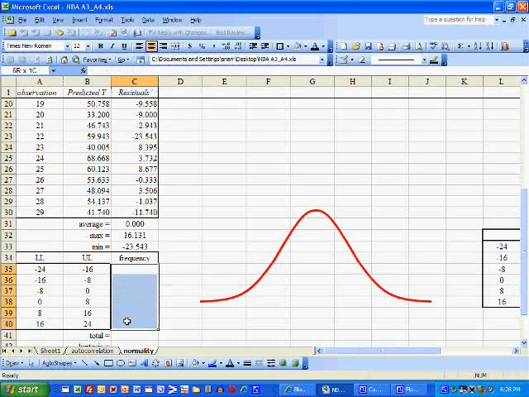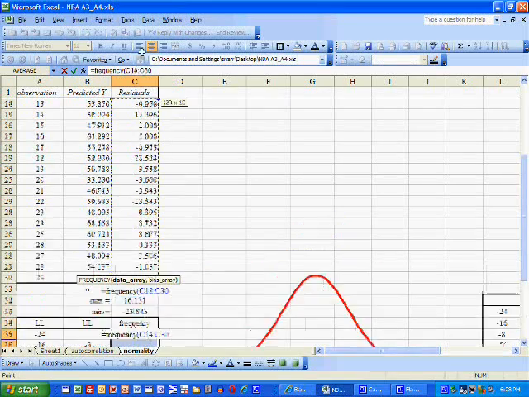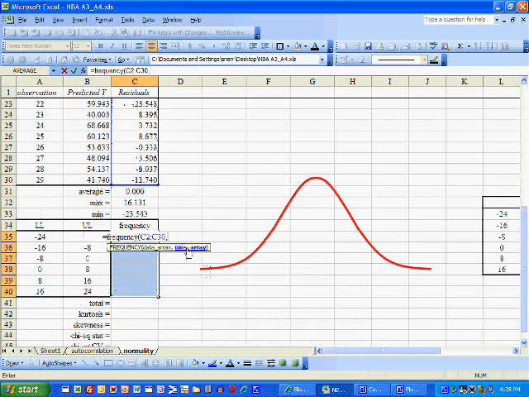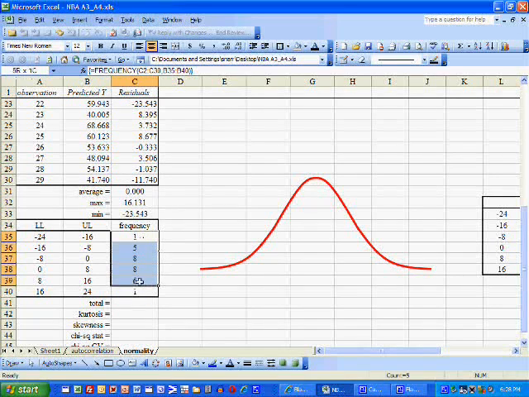Okay? So rather than counting them by hand, I'm going to go ahead and use the array command equal frequency. I'm typing equal frequency, parentheses, data array, which refers to the set of residuals, comma, and then the bins array. The bins array refers to the upper limits of my intervals. And because this is an array function, instead of hitting enter, I'm going to hit control shift enter. And this yields the frequencies of each one of these intervals.